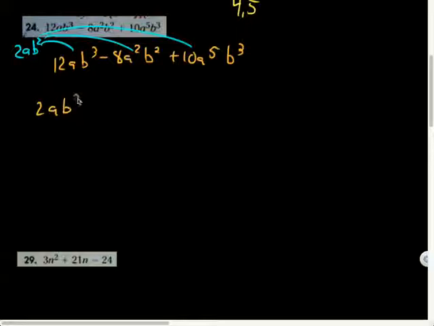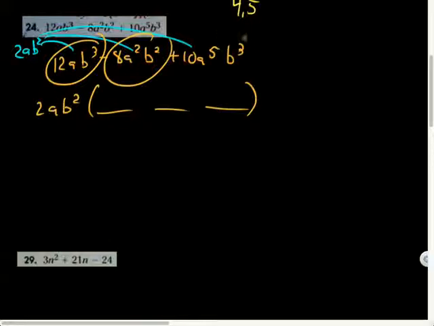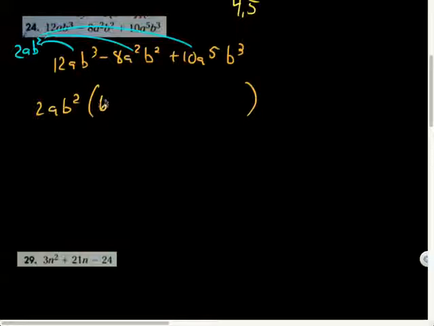So 2ab squared, and I'm going to have a set of parentheses outside, and then I'm expecting a trinomial here because this was a trinomial, right? That makes sense. So 2 times what is 12 is 6. A is cool. 6b. Sorry if my 6's and b's look the same. That's life. 2 times what is negative 8? That's negative 4. A times a is a squared, and b squared I've already got.